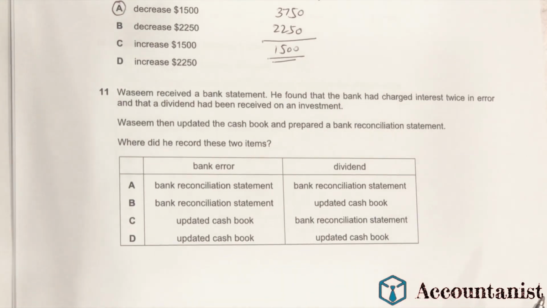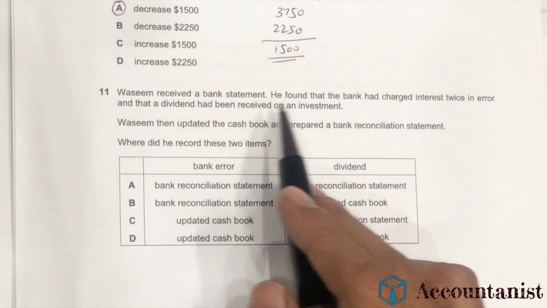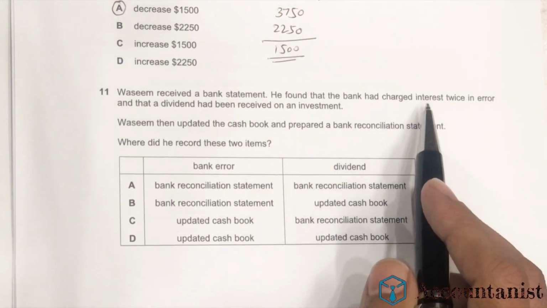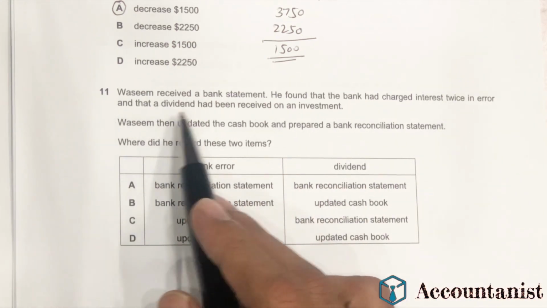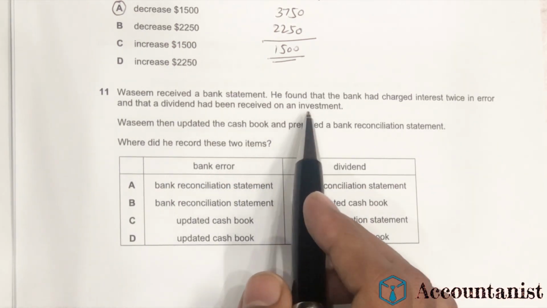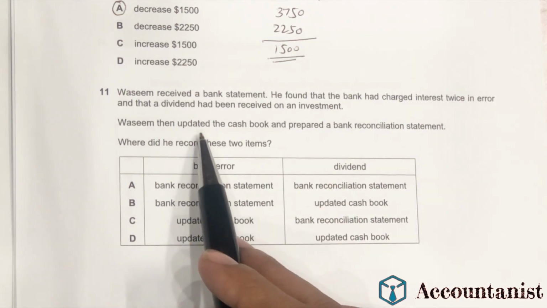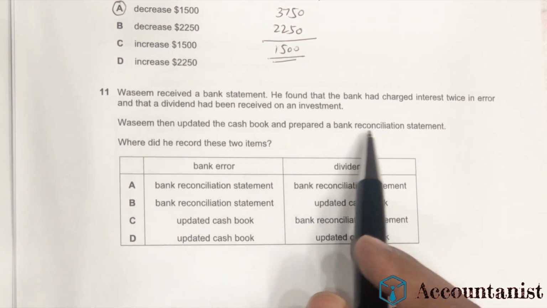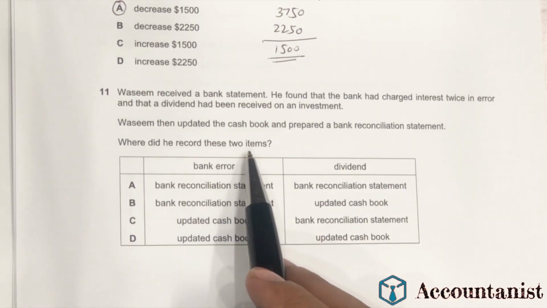Question number 11. It says Wasim received a bank statement and he found that the bank had charged interest twice in error and that a dividend had been received on an investment. Wasim then updated the cash book and prepared the bank reconciliation statement. Where did he record these two items?